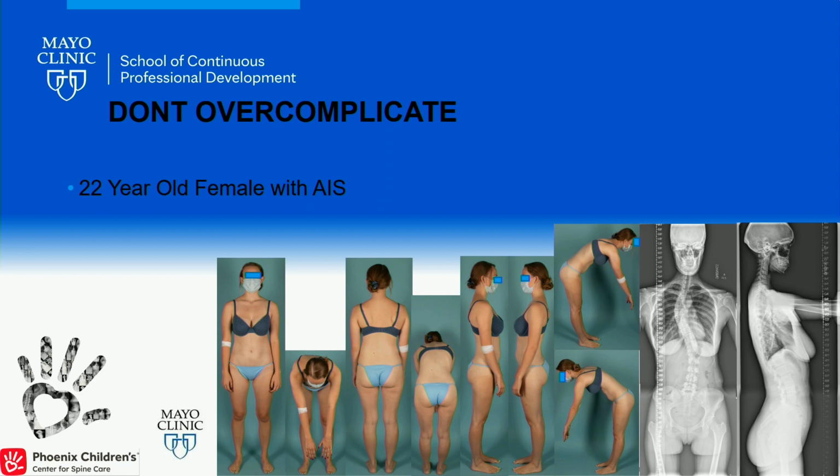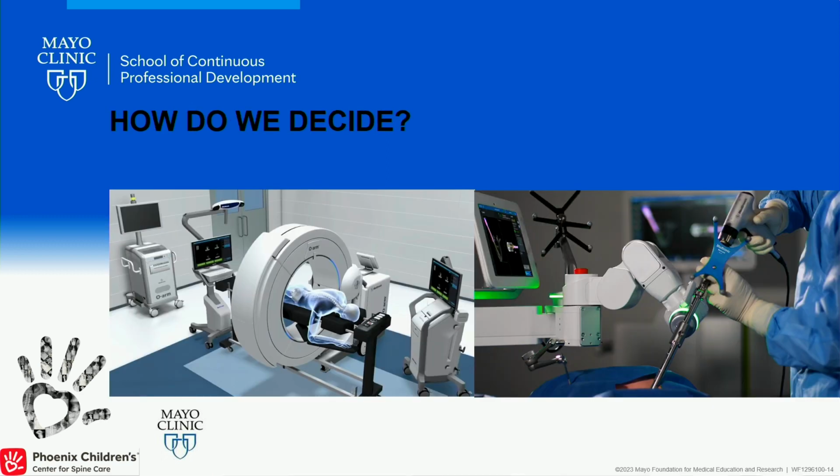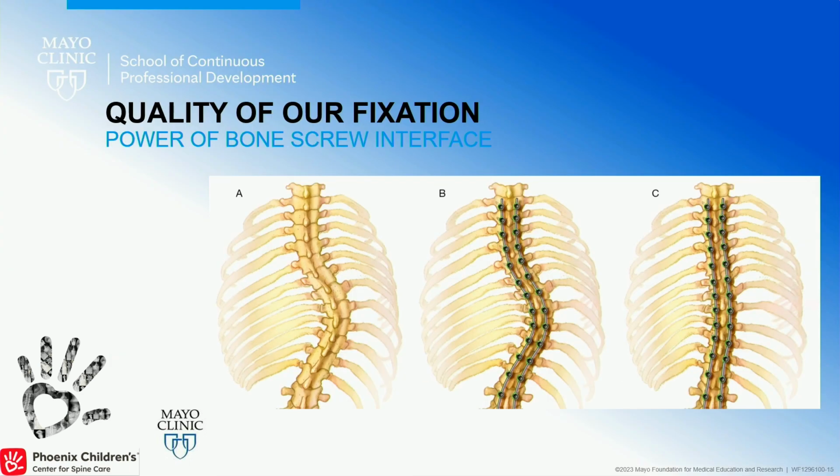A 22-year-old with an AIS may be relatively straightforward for us. So how do we decide if we're going to incorporate and potentially expose the patient to some radiation? Patients do ask us, how much are you going to radiate me in the operating room? Or if we decide to use some robotic techniques, particularly when we show some examples of very sophisticated improvements without using some of those modalities.